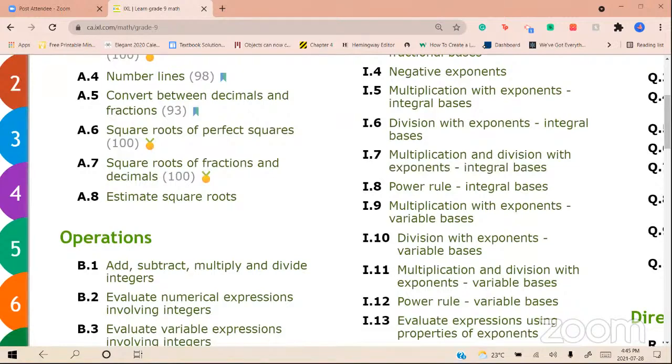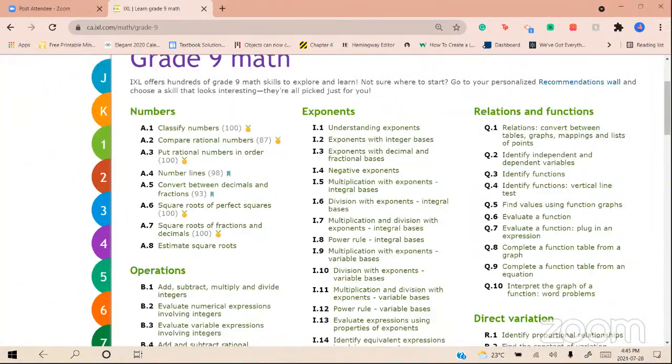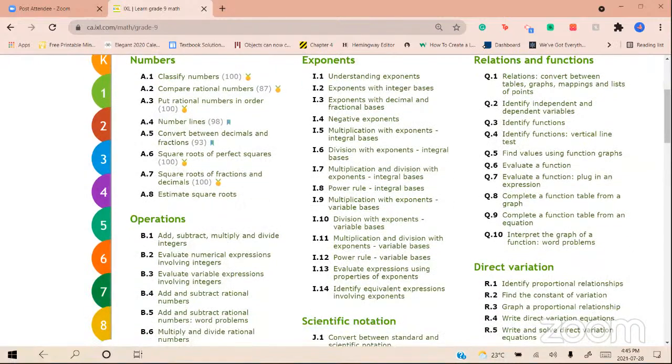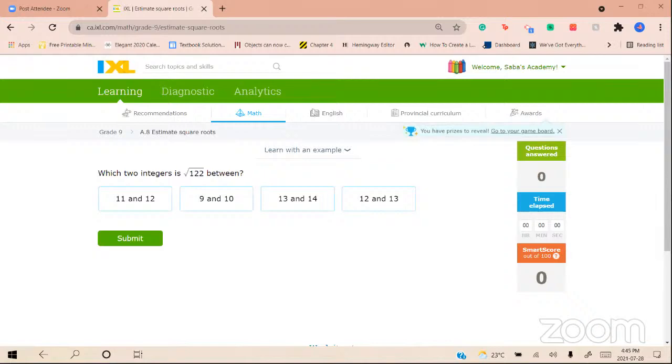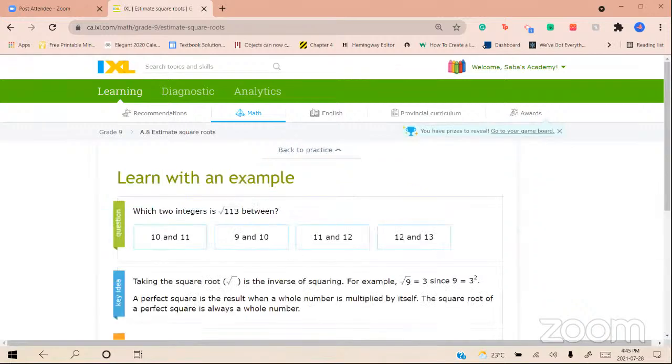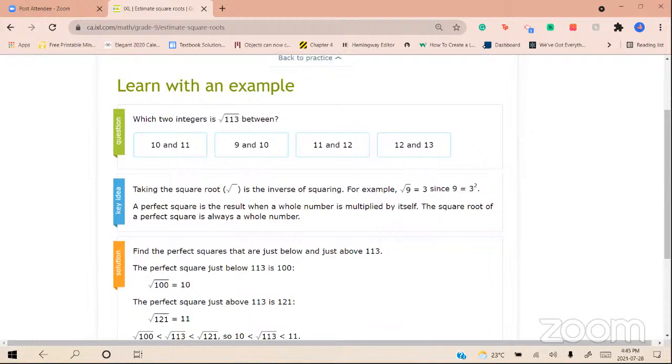We have about 15 more minutes. Let's go over something new. We're going to do estimate square roots. So let's learn with an example first. Which two integers is root 13 between?